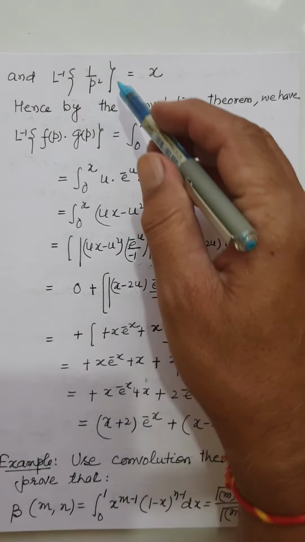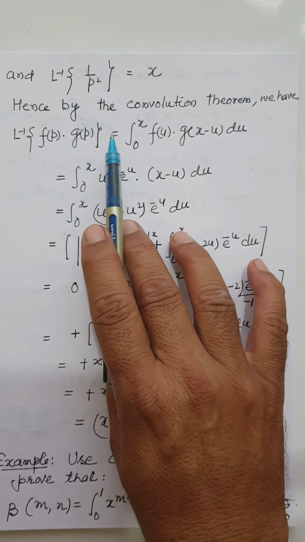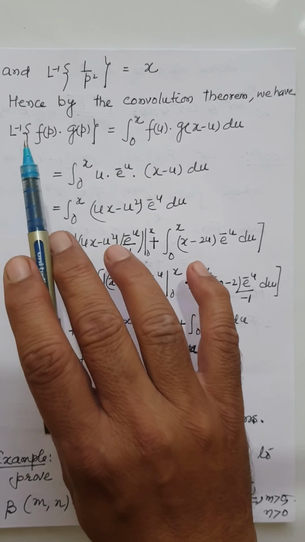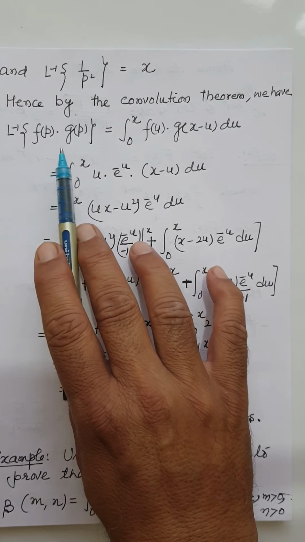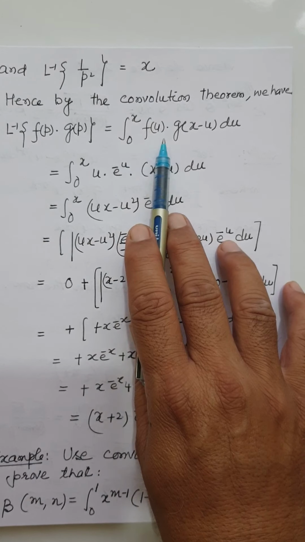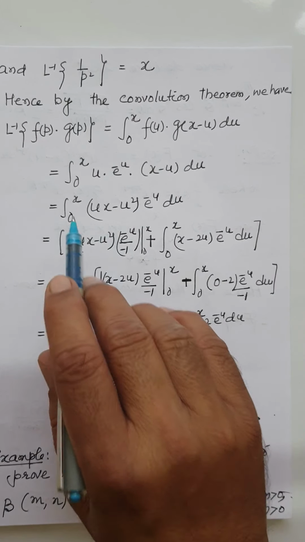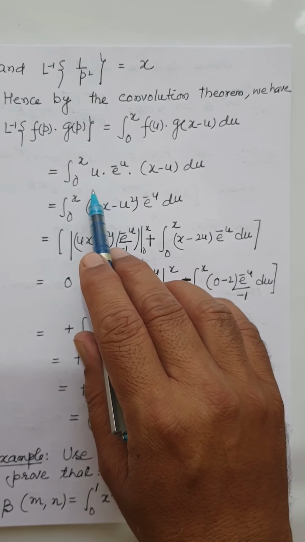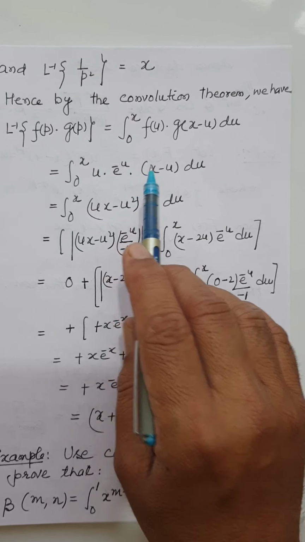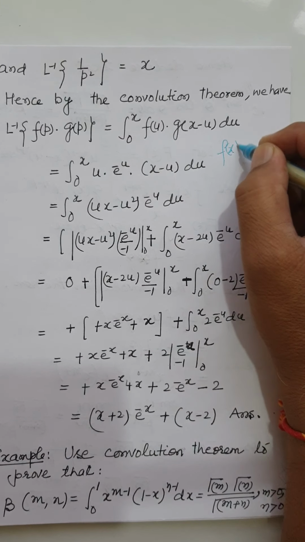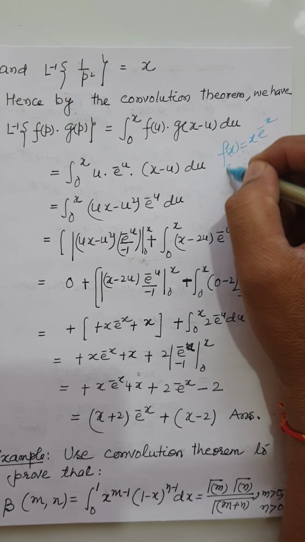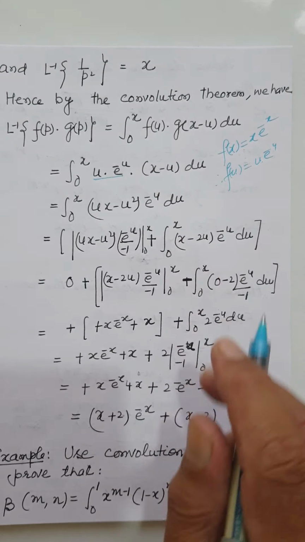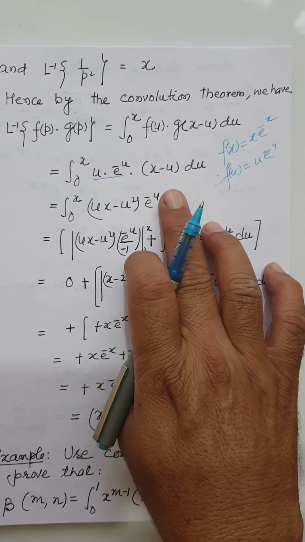The inverse Laplace transform of 1 upon p square is equal to x. Hence, by the convolution theorem, the inverse Laplace transform of F(p) times G(p) is equal to the integral from 0 to x of f(u) g(x minus u) du. Here f(x) is equal to x e raised to power minus x. Therefore, f(u) is equal to u e raised to power minus u, and this is x minus u.